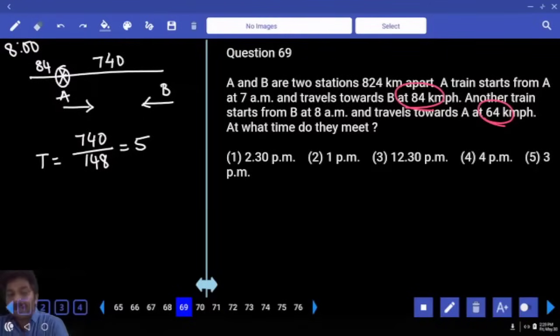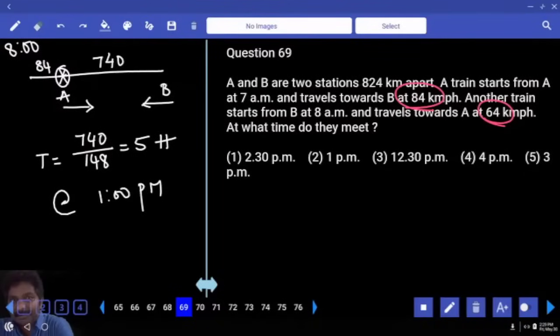So from what time is it taking 5 hours? From 8. 8 plus 5 means 13, which is 1 p.m. on the clock. At 1 p.m. both will meet.